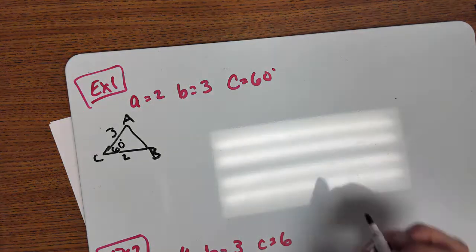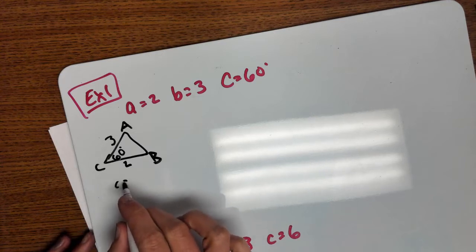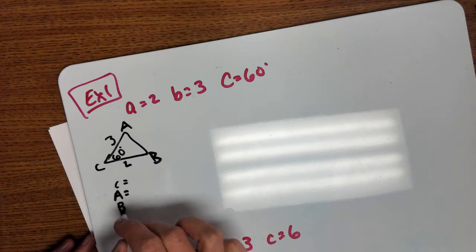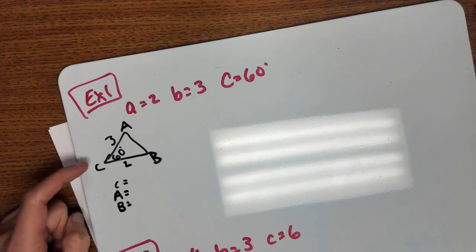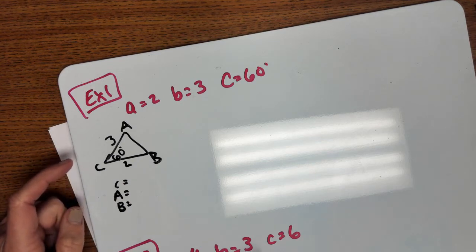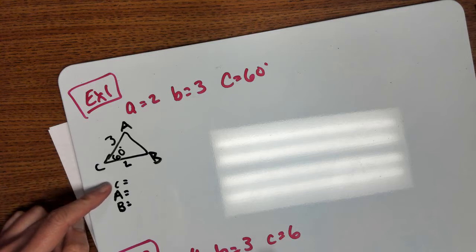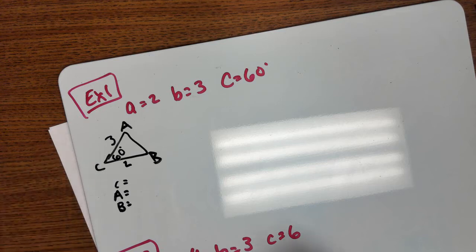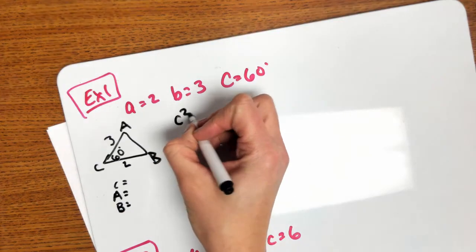If we want to solve this triangle, that means find every missing piece. I off to the side always list everything I'm missing. So I need side C, angle A, angle B. When we're looking at this, the only thing that we can find right away would be side C. So if we do law of cosines, we are looking for side C, so we're going to start with that side.